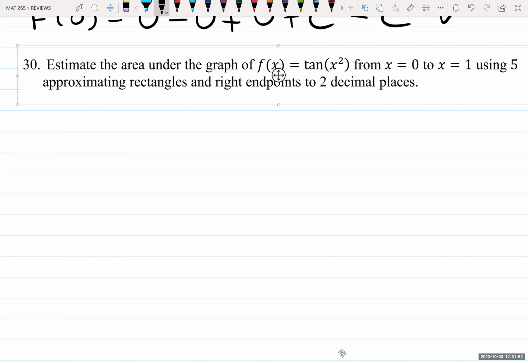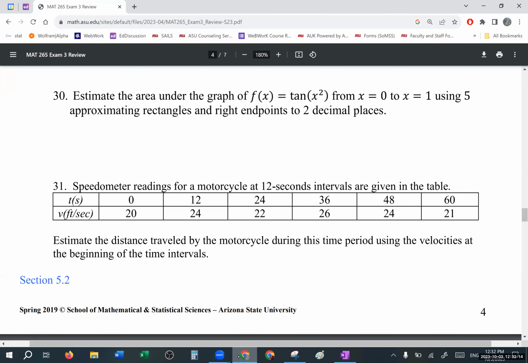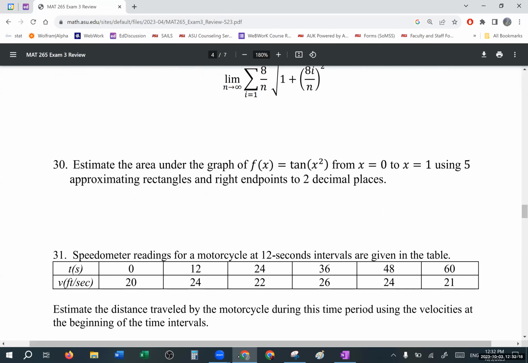So here you go. Let me give you a small review. Oh, that's not the same problem 30 I have in my notes. That's interesting. I have a different problem. I don't want to do tangent, it will be too time consuming. My review has a different function. It looks much better than tangent x squared.